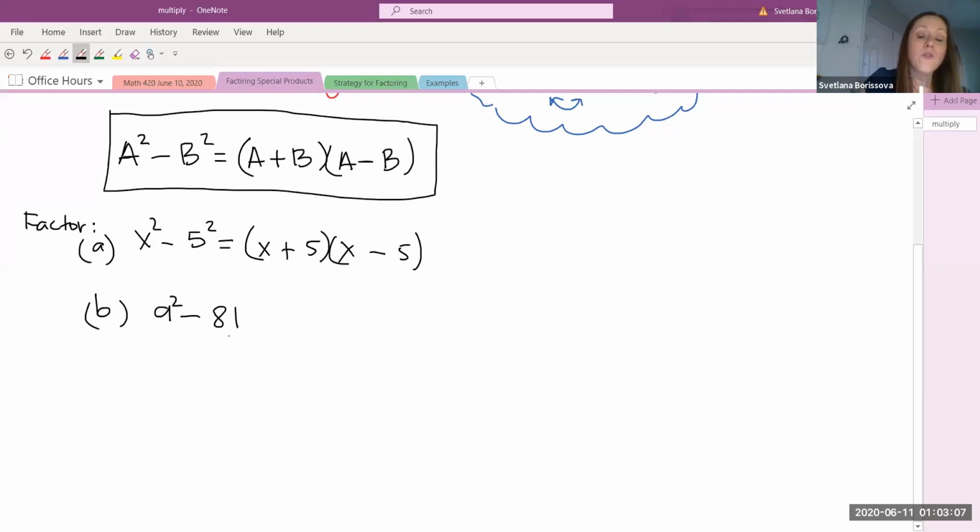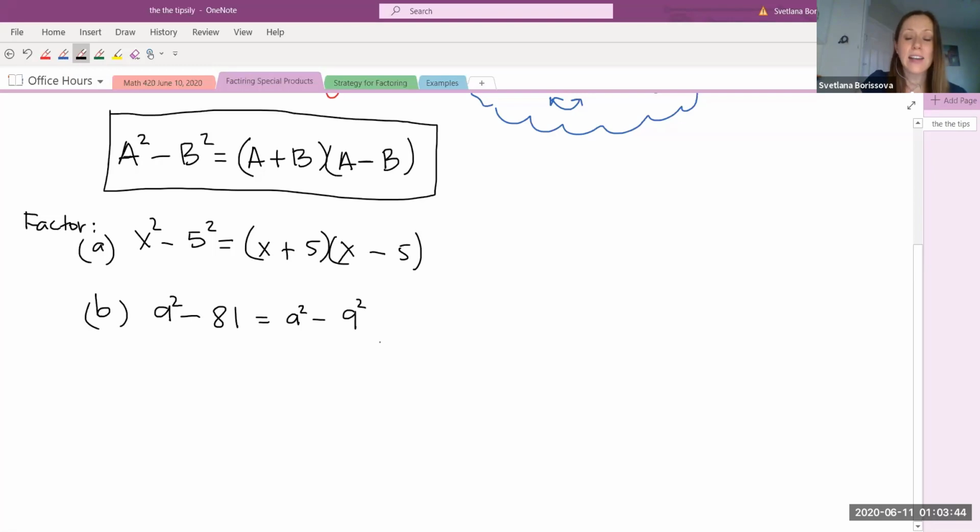So for this formula to work, again, I have to have squares. Both terms should be squares of something. Obviously, the first one is a square, right? I have a squared. But 81, there's no square written. Can you think how we can fix this? Do you see something hiding there in 81? 9 times 9, that's right. 81 is 9 times 9, which means that we can write it as 9 squared, right? So I can rewrite this expression as a squared minus 9 squared.